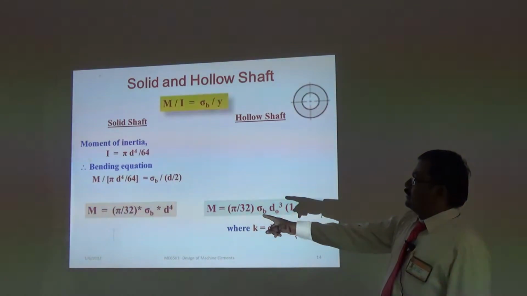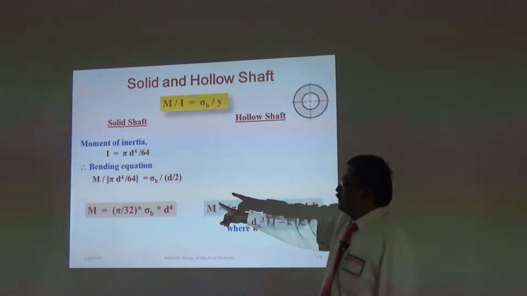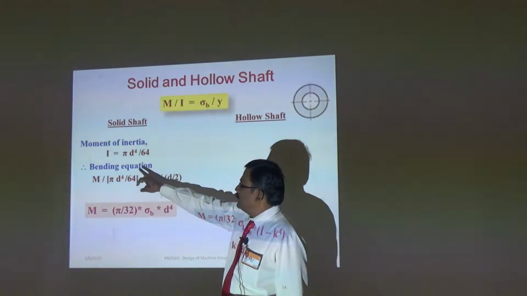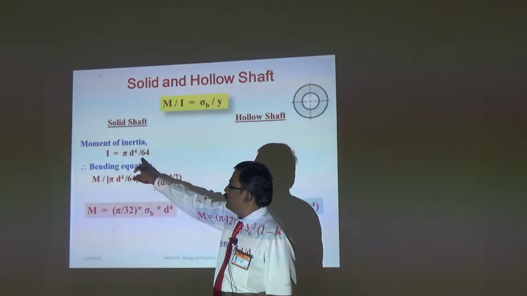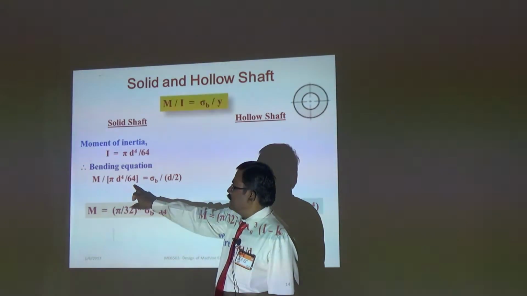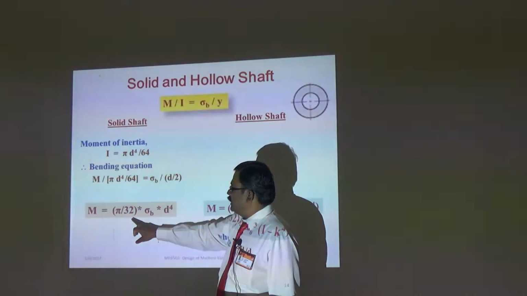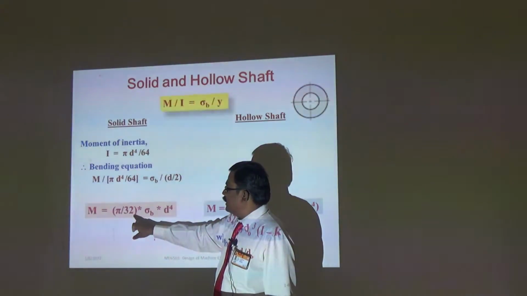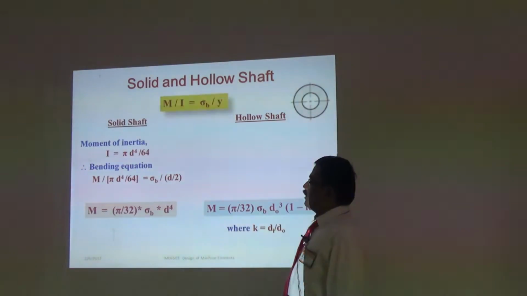Then in bending, again for the solid shaft, we know that the moment of inertia value is pi d power 4 by 64. So, when we substitute this I value in the bending equation, we will end up with the equation M is equal to pi by 32 sigma b into d power 4.